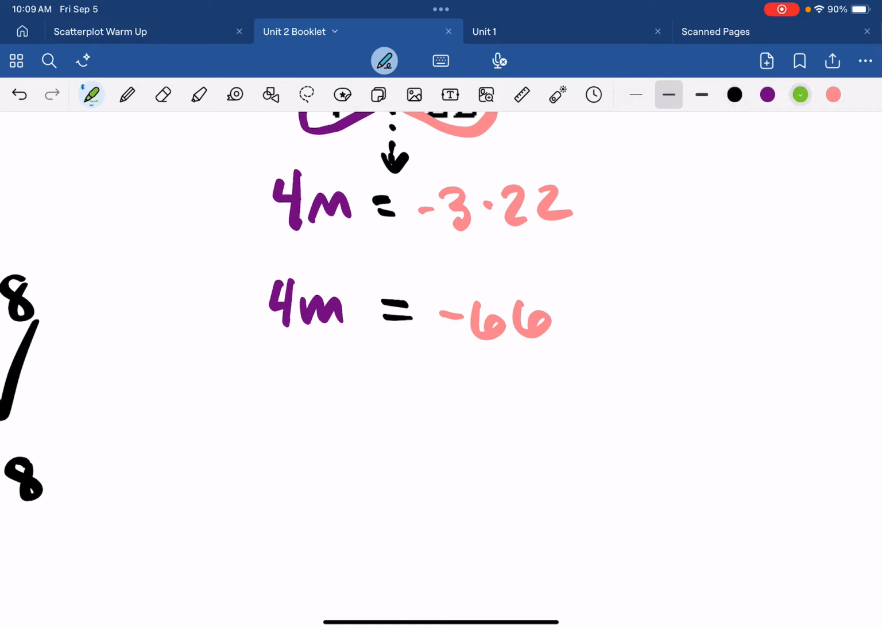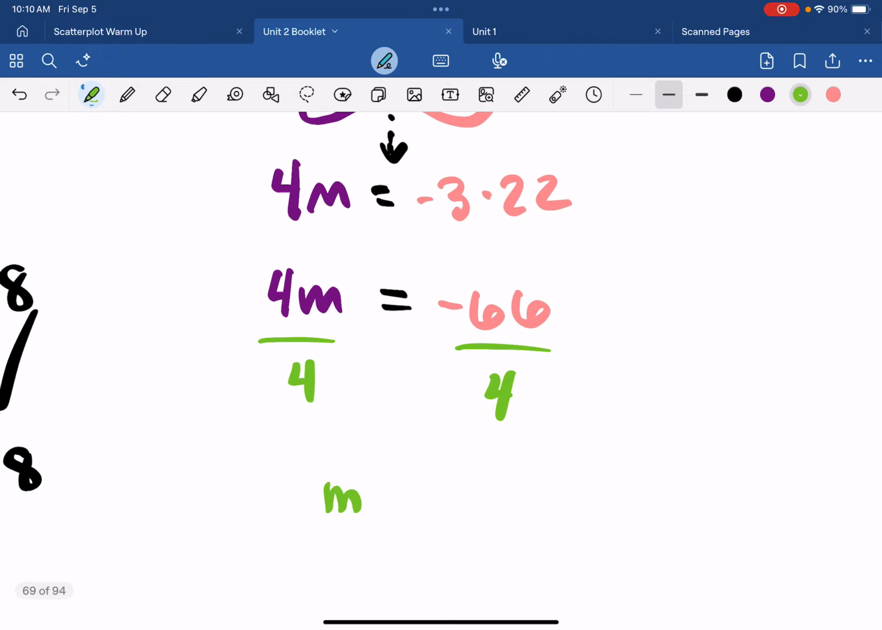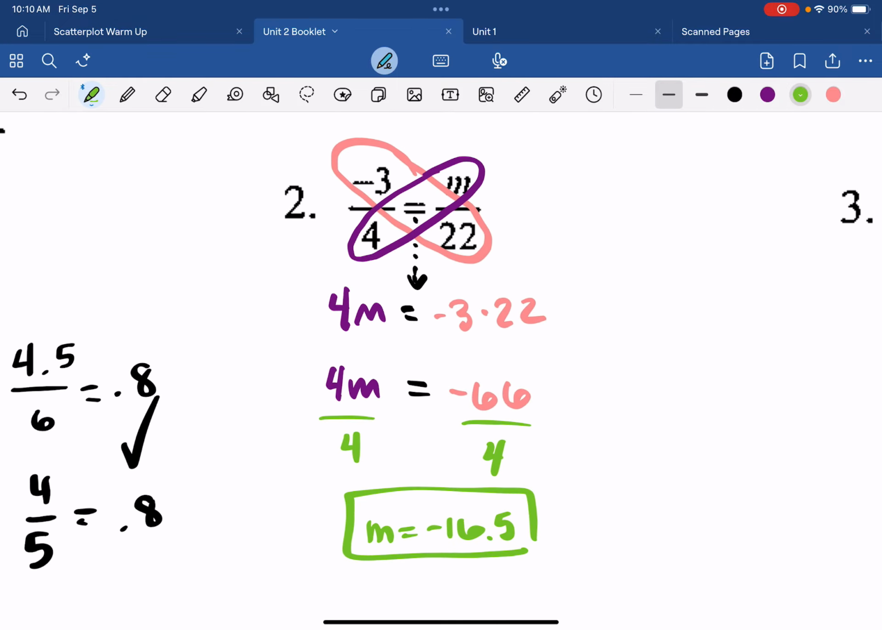And now from here, I have a nice simple problem. I have 4 times m equals negative 66. Divide both sides by 4. So I have negative 66 divided by 4. I get m equals negative 16.5.